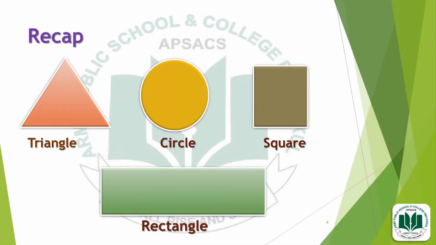Before going in detail, let's have a recap of previous knowledge. Now you have to tell me what are these shapes called. What is this shape? Yes, triangle. And what is this shape called? Circle. This one, square. And this one, rectangle. Very good. You all are familiar with these shapes.